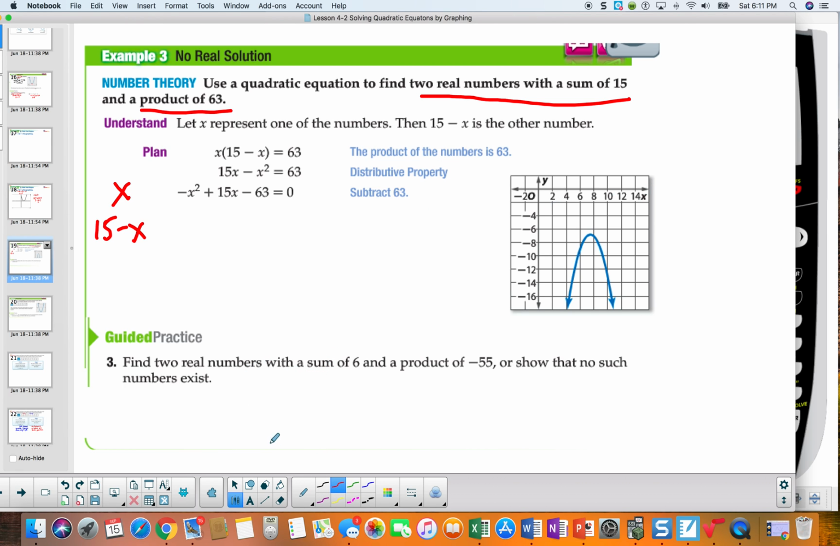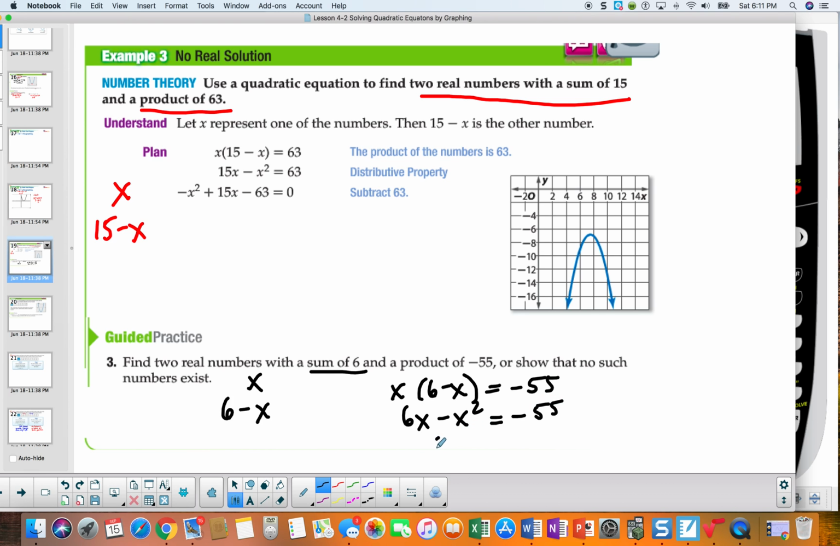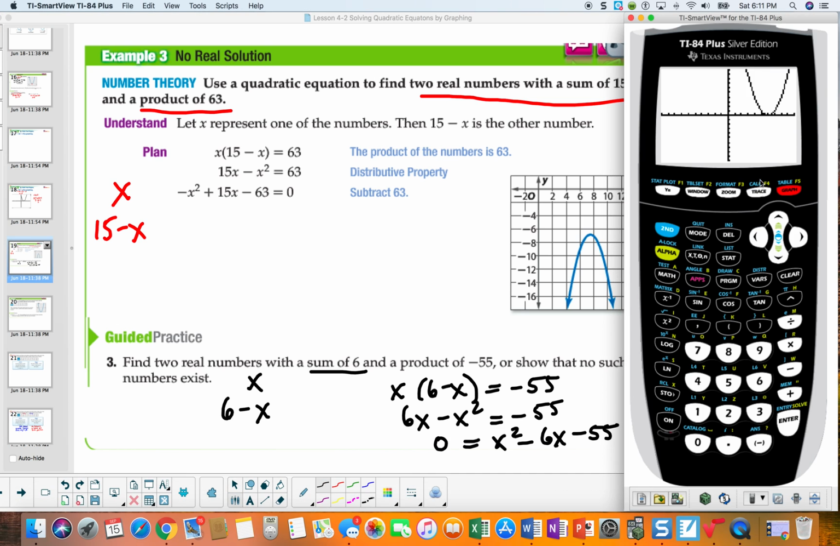Let's take a look at this one. One number is x, and since their sum is 6, the other number must be 6 minus x. And it says their product is -55. So x times 6 minus x is equal to -55. So 6x minus x squared is equal to -55. And then I'm going to bring everything to one side, x squared minus 6x minus 55. And I think I have a spot on my calculator already.